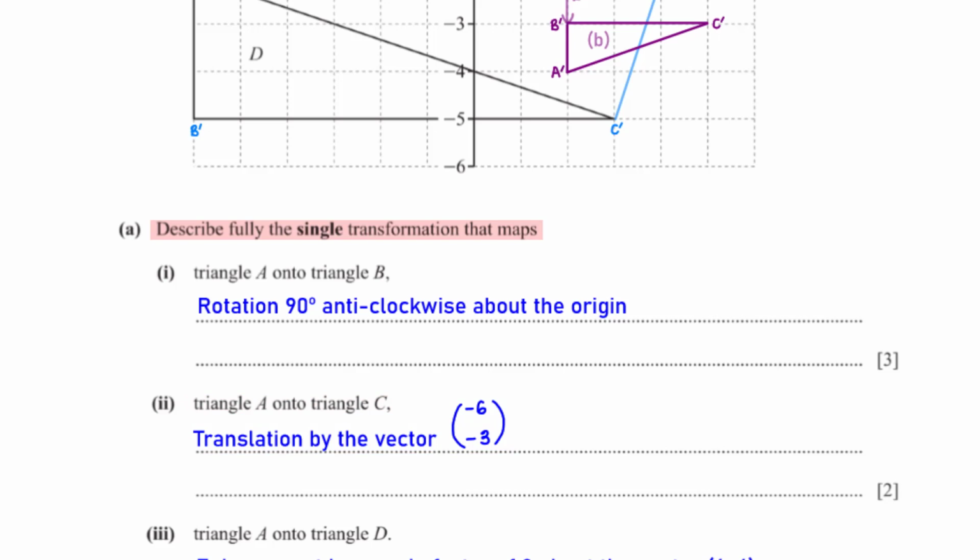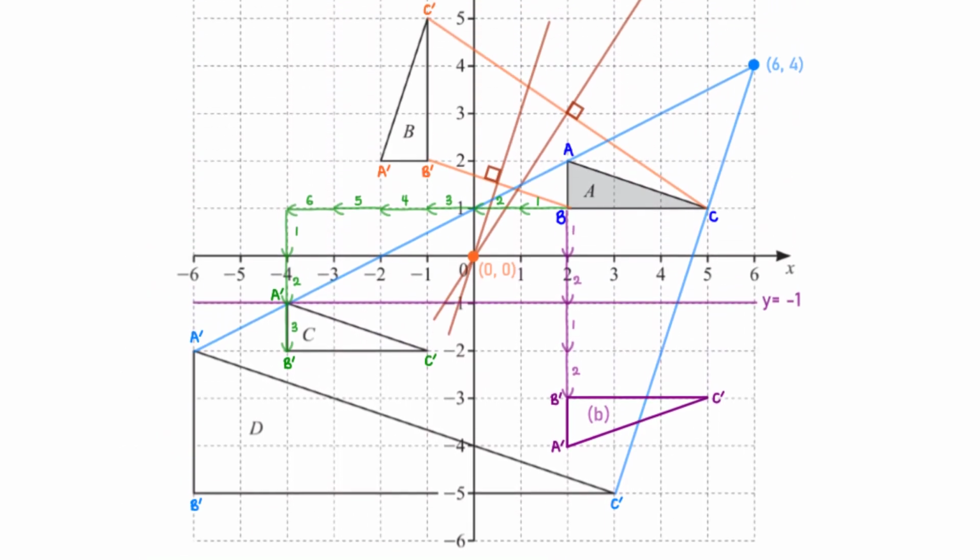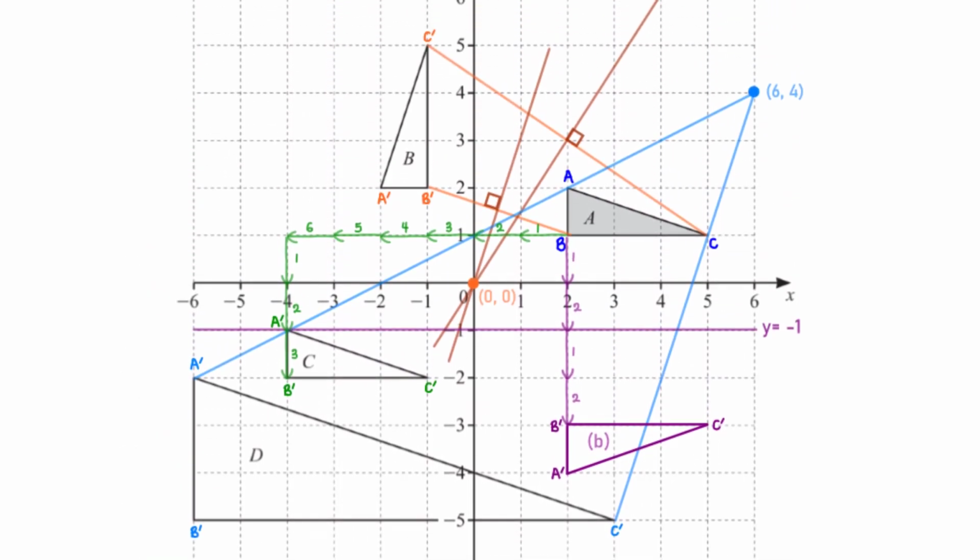Describe fully the single transformation that maps triangle A onto triangle D. When we look at triangles A and D, we can tell straight away that this is an enlargement by a scale factor of 3 because each of the sides of the image, which is triangle D, is 3 times its corresponding side in triangle A. This is a positive scale factor because both triangles have the same orientation.